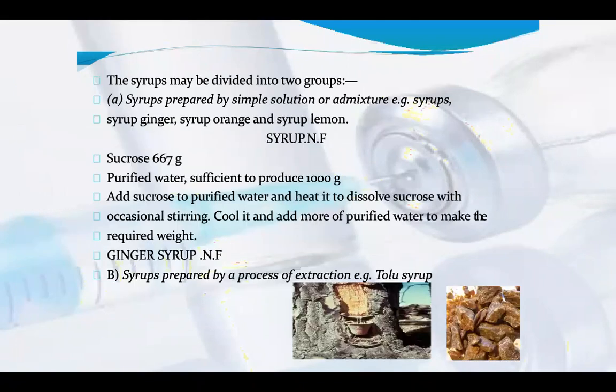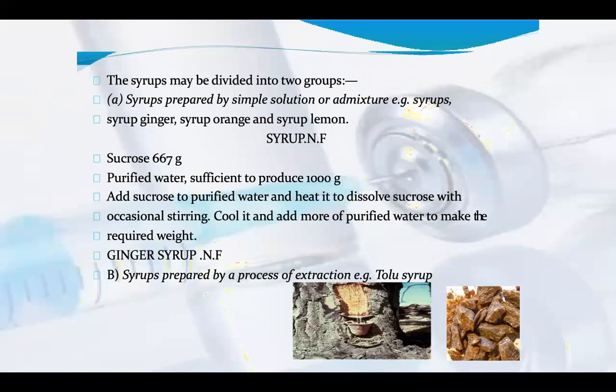So they further divide into two groups. Syrups prepared by simple solution or admixture. Example: syrup ginger, syrup orange, and syrup lemon. A is a syrup prepared by simple solution or admixture, just syrup ginger, syrup orange, and syrup lemon. B is syrup prepared by process of extraction, Tolu syrup.